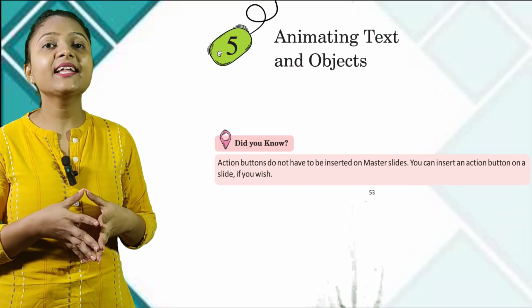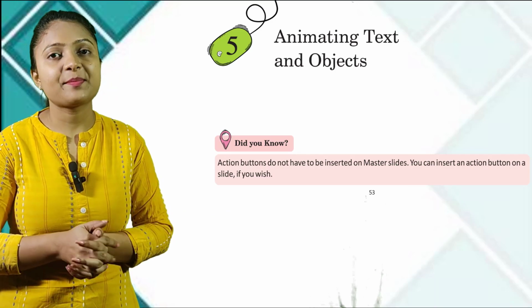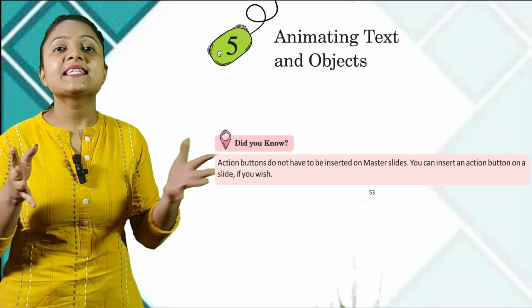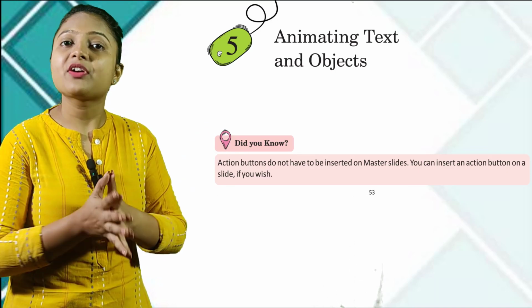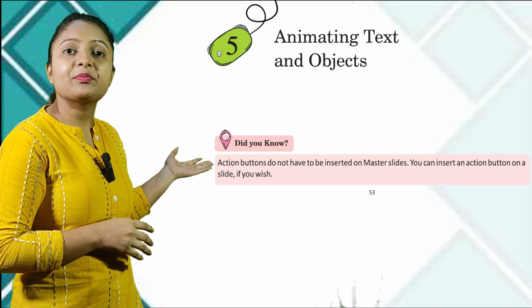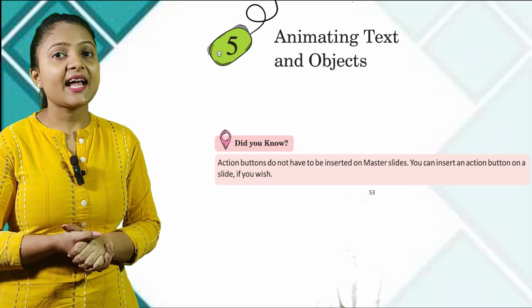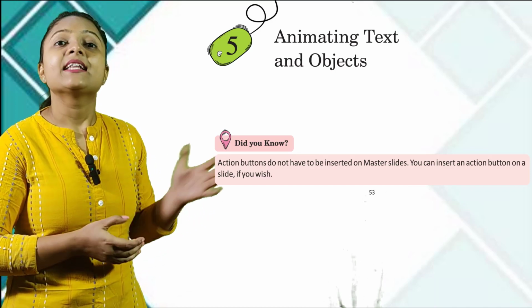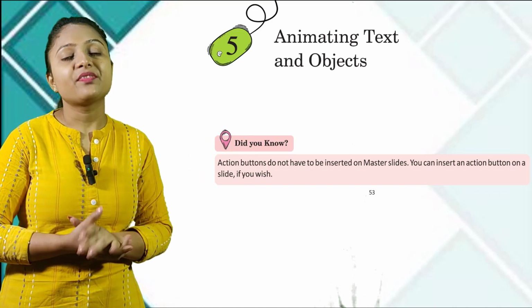Step 1. Click the Insert tab and select the Shapes button in the Illustrations group. Step 2. Select the desired action button from the button section of the Shapes drop-down menu. Step 3. Click on the slide at a desired place to insert the action button there. The Action Settings dialog box will appear.